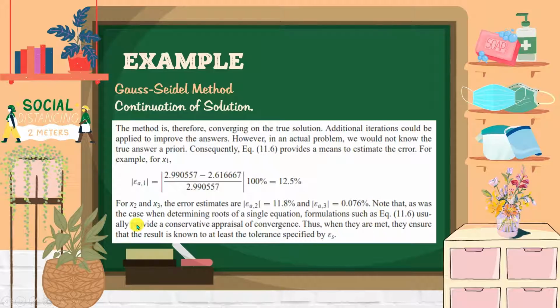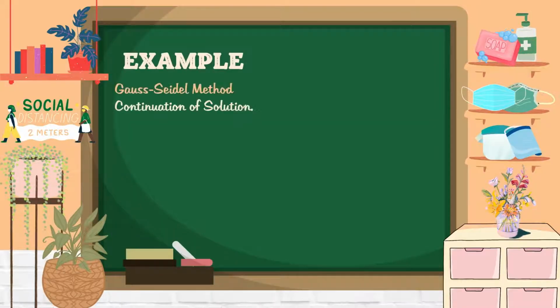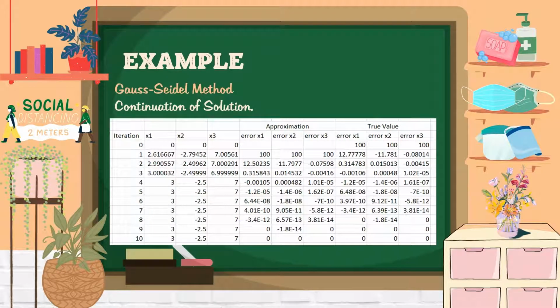So, note that, as was the case when determining roots of a single equation, the formulation usually provides a conservative appraisal of convergence. Thus, when they are met, they ensure that the result is known to at least the tolerance specified by epsilon sub s, or the pre-specified acceptable criterion or error. And this solution process can be tabulated in this particular sequence.